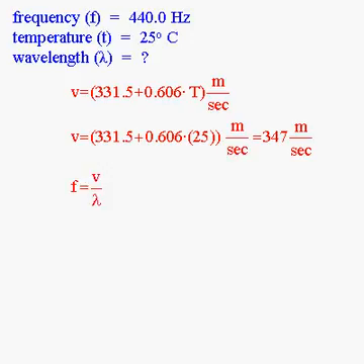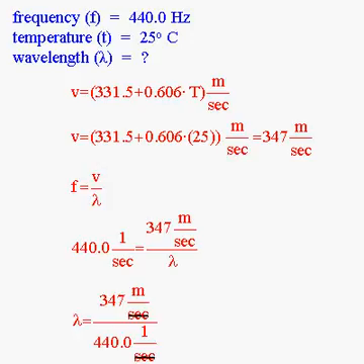The frequency is the speed over the wavelength. We know the frequency, 440.0 hertz, or 1 over seconds. We know the speed, 347 meters per second. We don't know the wavelength. When we solve for wavelength, the seconds cancel, and we're left with 0.789 meters as the wavelength.